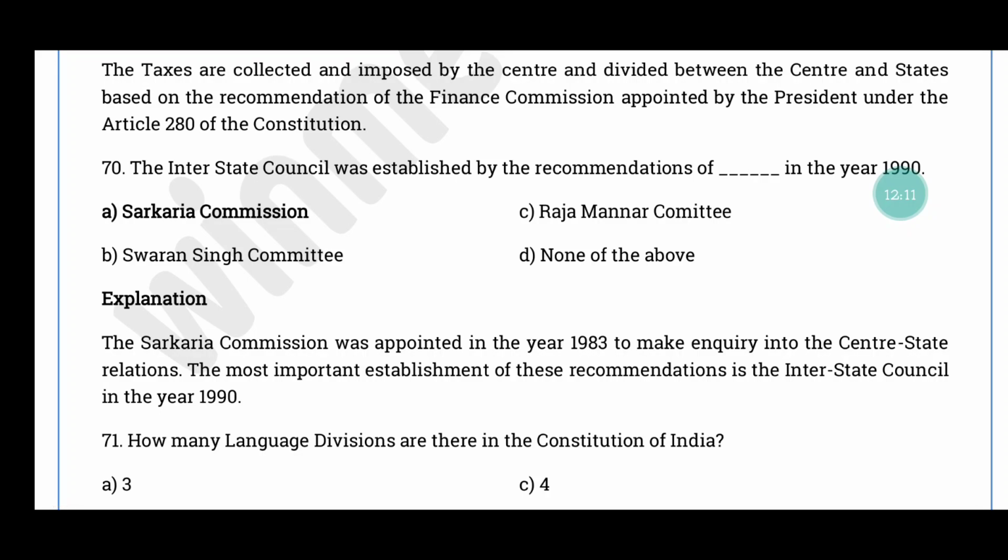Question number 70. The Interstate Council was established by the recommendation of. The correct answer is option A, Sarkaria Commission. Sarkaria Commission was appointed in the year 1983.